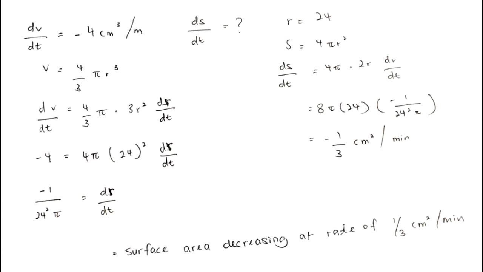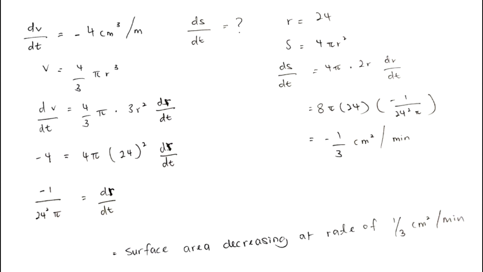So we insert the values of dV over dt and the radius in there, and we get -4 equal to 4 pi 24 squared dr over dt. We want to find dr over dt, so we move everything to the left side and calculate it, and when we simplify everything, we get dr over dt equal to -4 over 24 square pi.